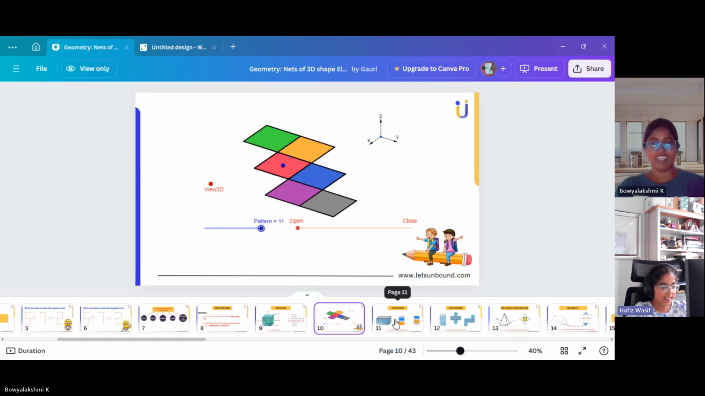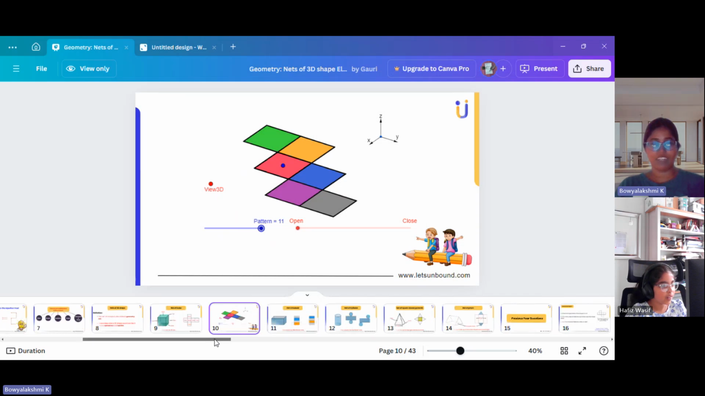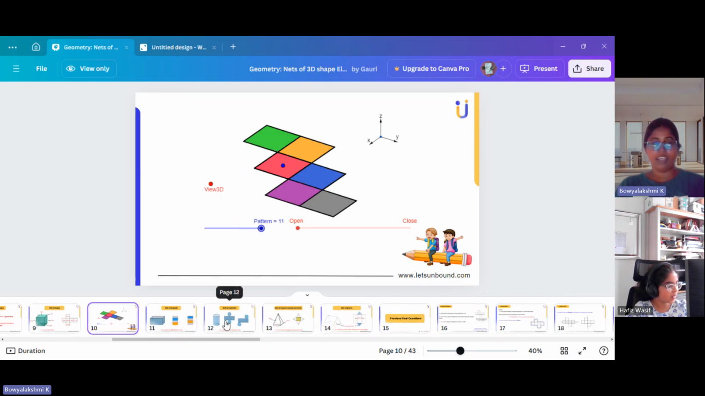Cuboid, I think it has 54. That's great. Super. Exactly, it's 54. And next is cylinder. 2. Yeah, 2. That's perfect.